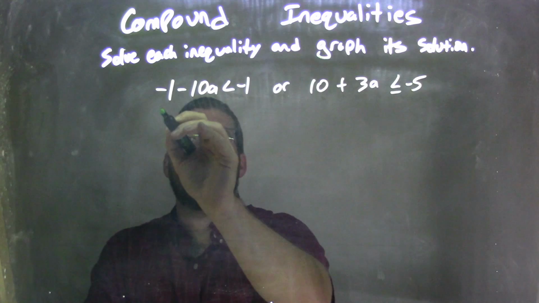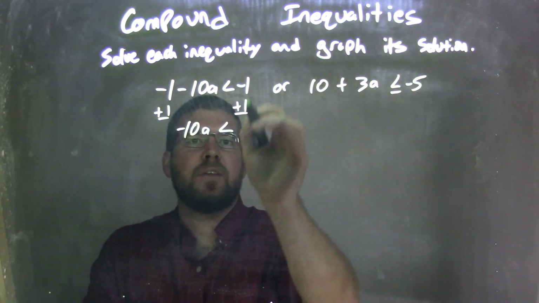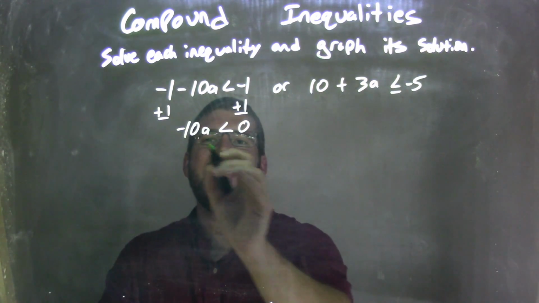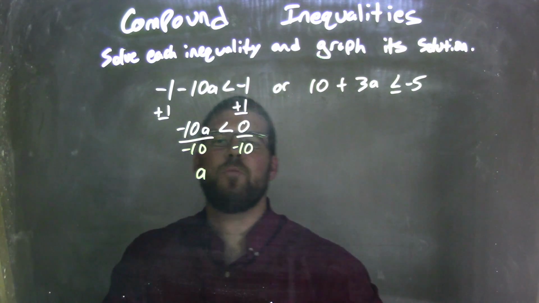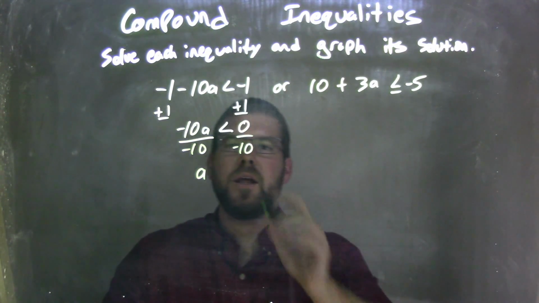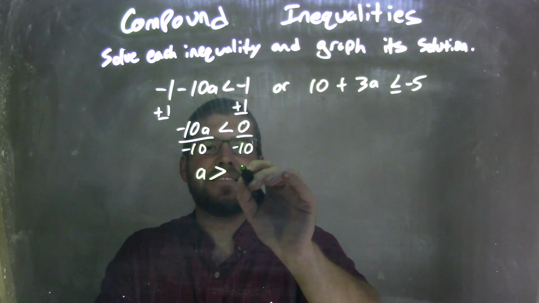So I'm going to add a 1 to both sides here, giving me a -10a is less than -1 plus 1 is 0. Then I'm going to divide by -10 to both sides. That leaves me a by itself, but I'm dividing by a negative over an inequality. That less than sign turns to a greater than sign. And 0 divided by -10 is 0.